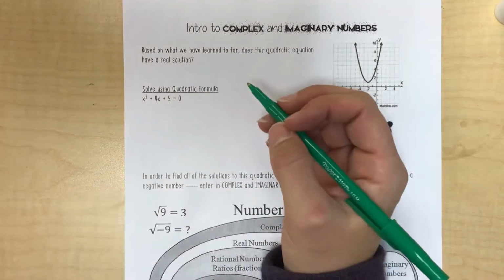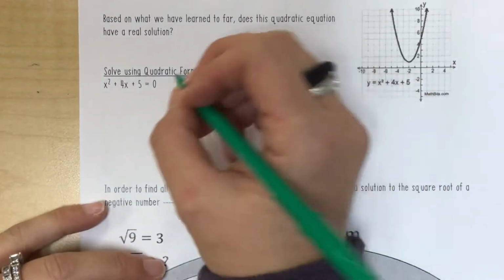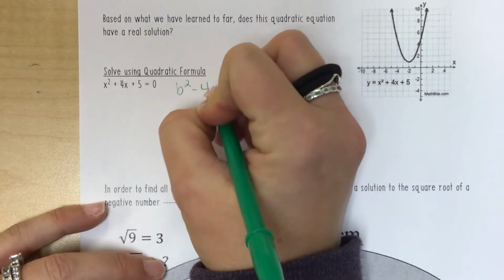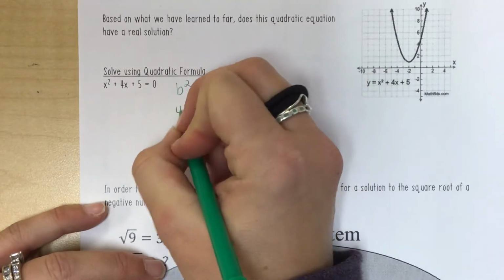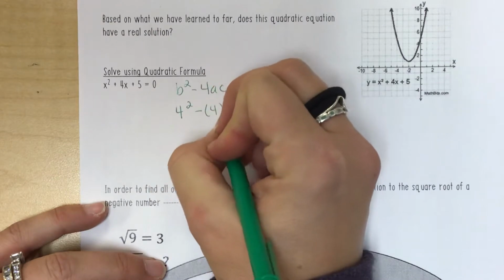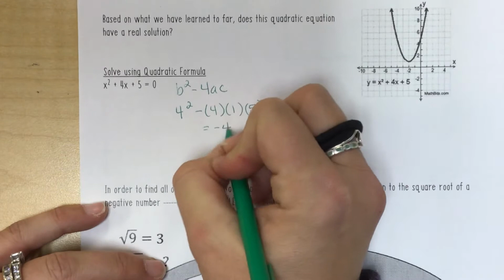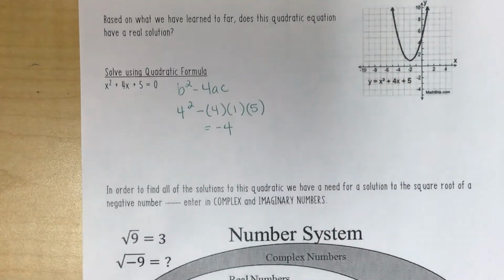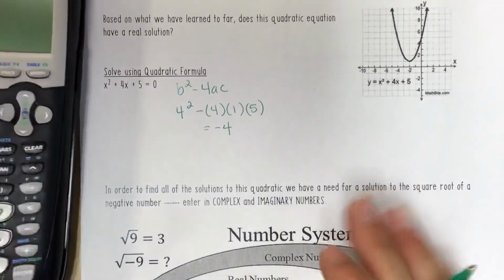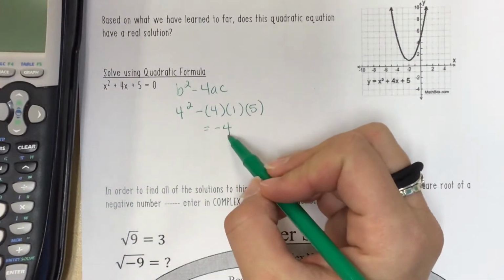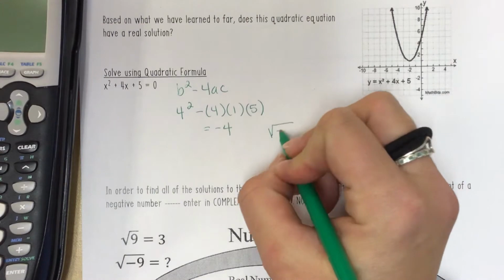If I do my b squared minus 4ac, the way we start all quadratics, I would have 4 squared minus 4 times 1 times 5. And when I do that, I get negative 4. Now, remember, this is what goes under the radical, so we have the square root of negative 4.